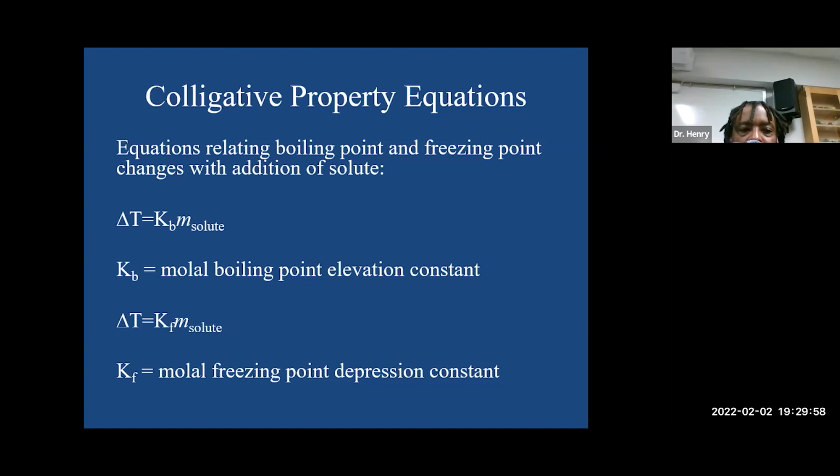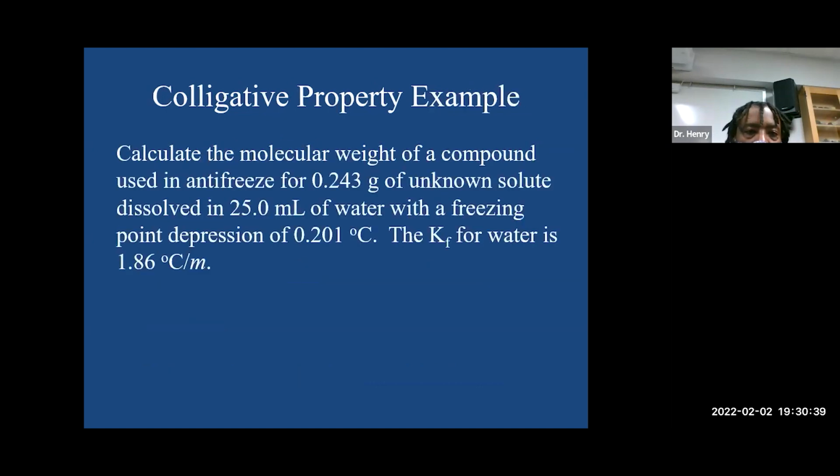So here, KB represents the molality boiling point elevation constant. Delta T represents that change in temperature, okay? So if we're given one of the temperature points, we'll be able to calculate the change in temperature. Delta T for boiling point is going to equal KB times the molality. And for freezing point, it's the same thing, only instead of using the constant for boiling point, you're going to use the constant for freezing point. Okay.